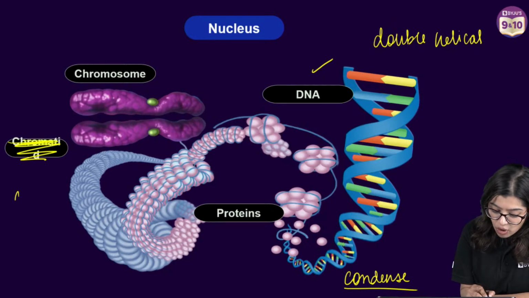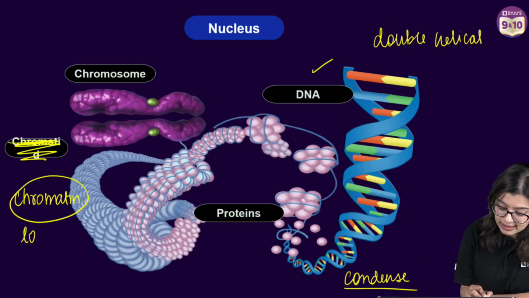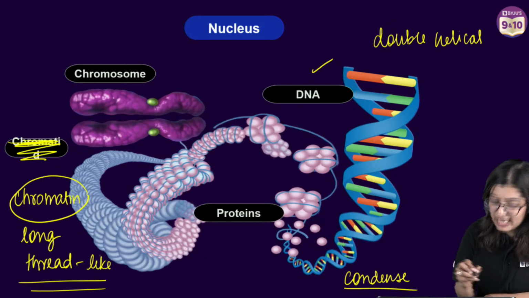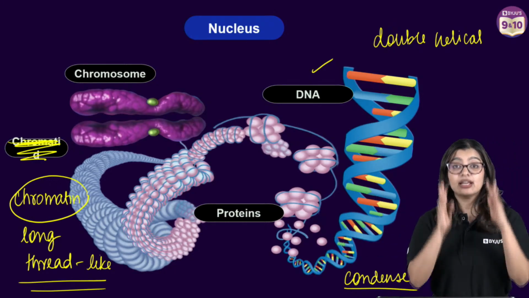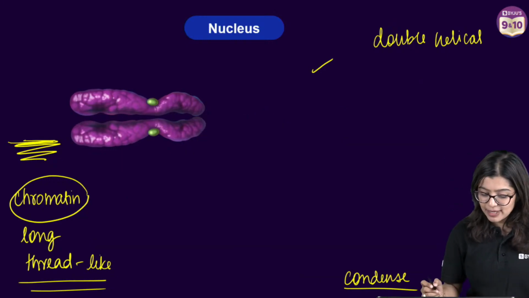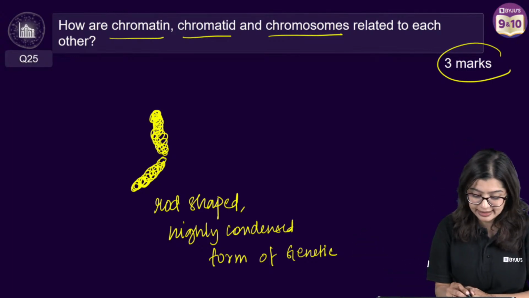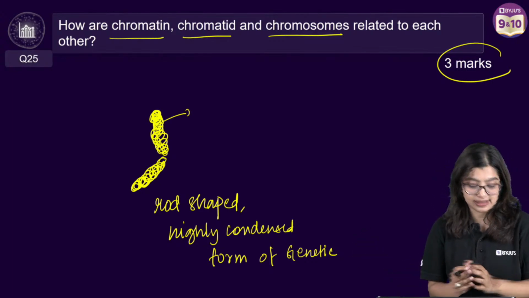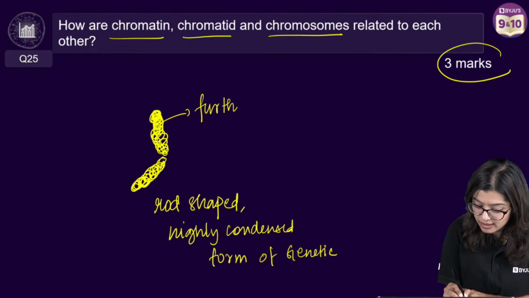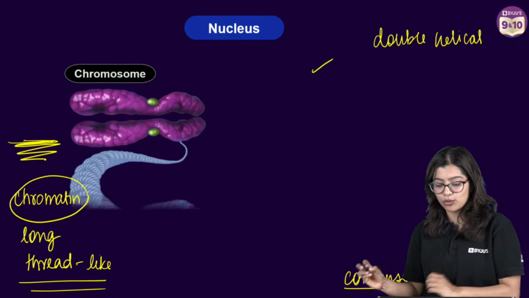It will result in the formation of chromatin material, right? What is chromatin? Chromatin is this long thread-like form, okay? So normally DNA will exist as chromatin, those thread-like forms. But during cell division, this chromatin material needs to get further condensed, right? So it has to get further condensed. So it will form chromosomes. Yes? So it will form chromosomes.